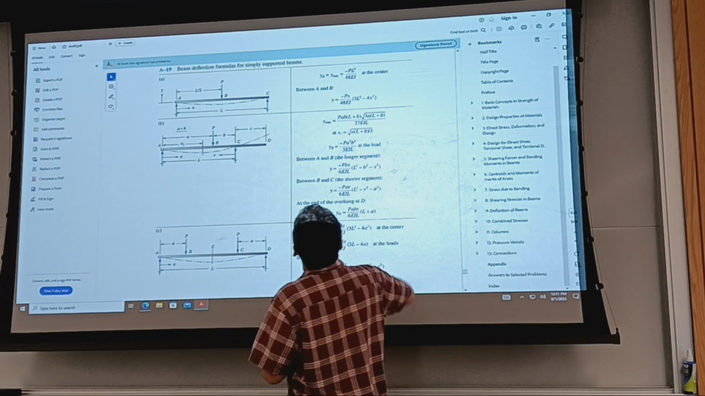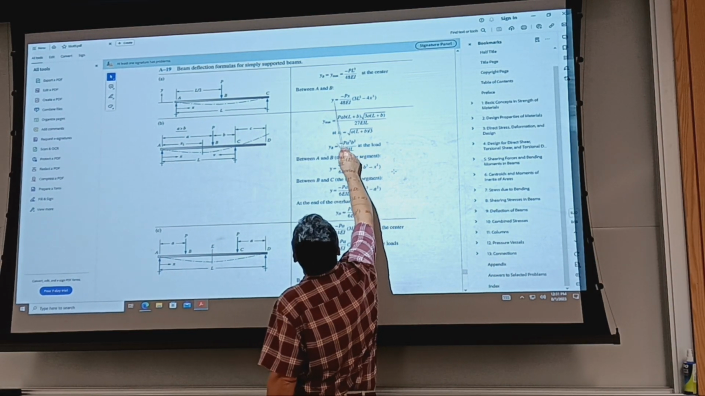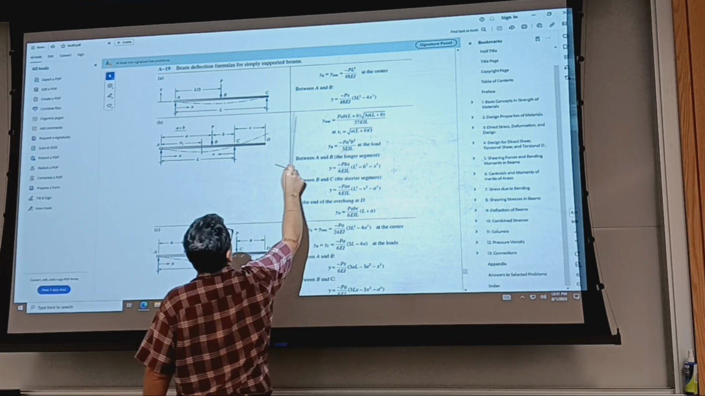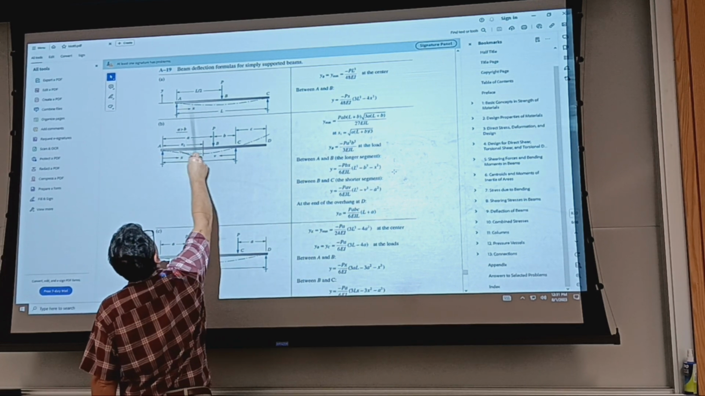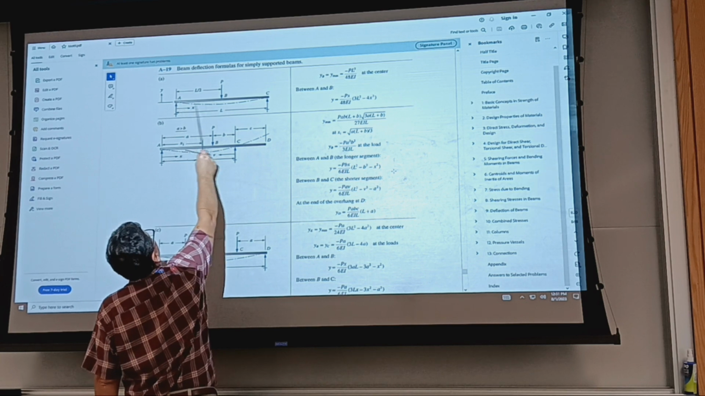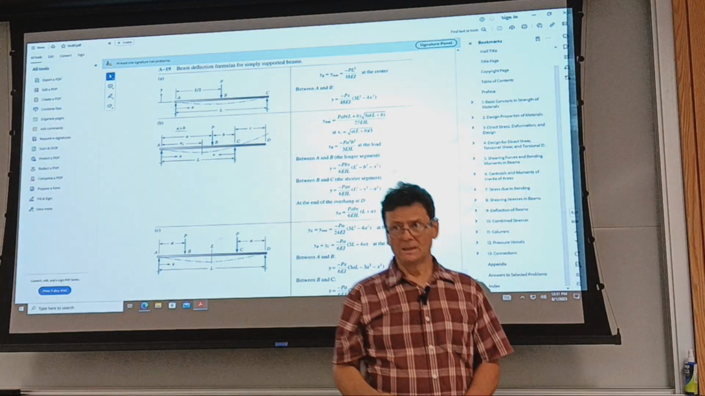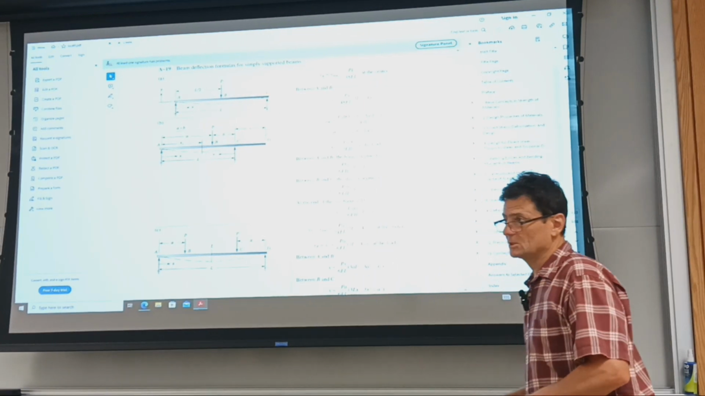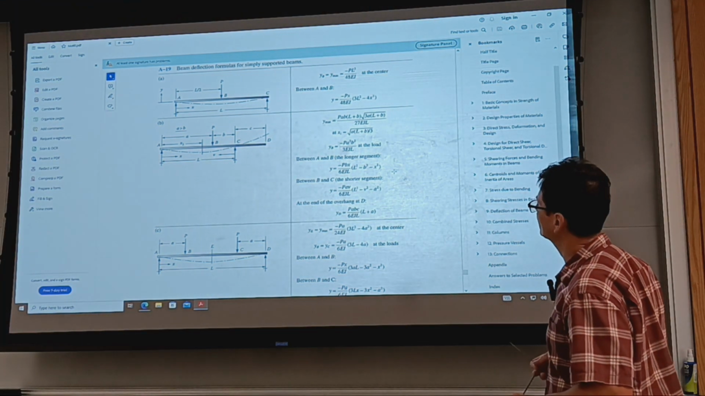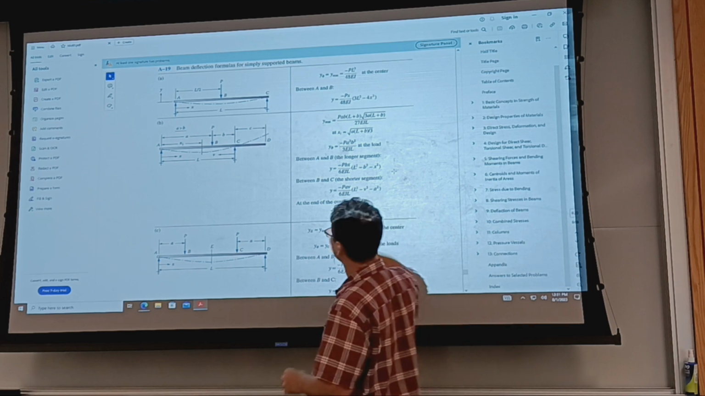And then it gives the equation. You look at this as y of x, and it says between A and B. So between A and B, the equation of the deflected beam would be this one. Okay, it does not give us a slope equation. Other textbooks have more information with each entry.